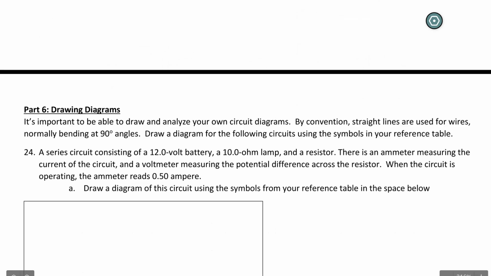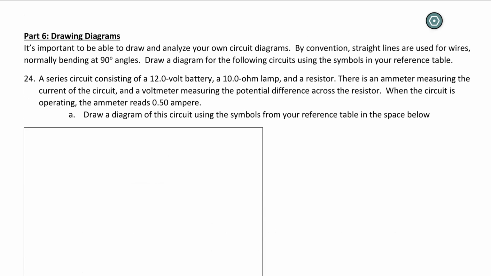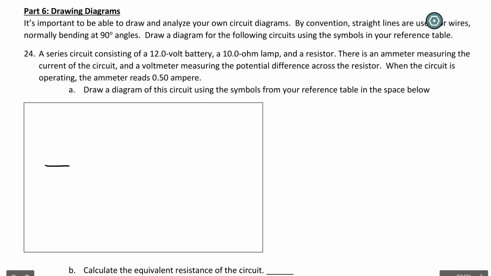Moving on. Part 6, beautiful. Drawing diagrams. It's important to be able to draw and analyze your own circuit diagrams. By convention, straight lines are used for wires, normally bending at 90-degree angles. Draw a diagram for the following circuits using the symbols in your reference table. A series circuit consisting of a 12-volt battery. Okay, 12-volt battery.